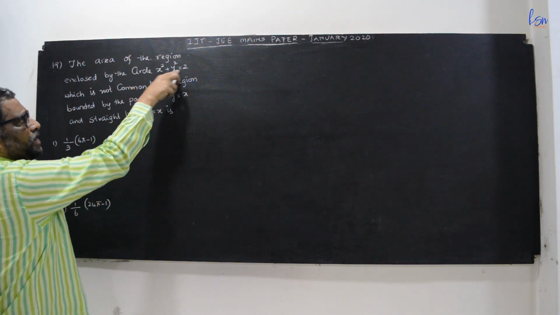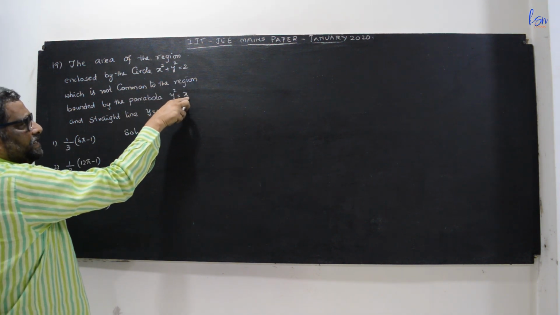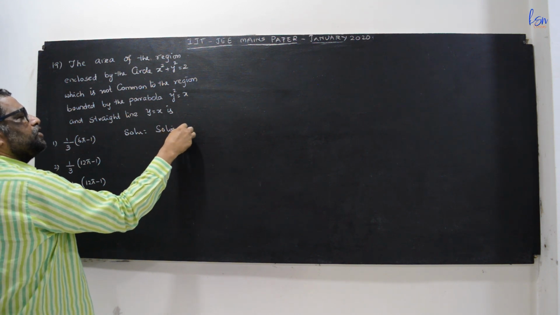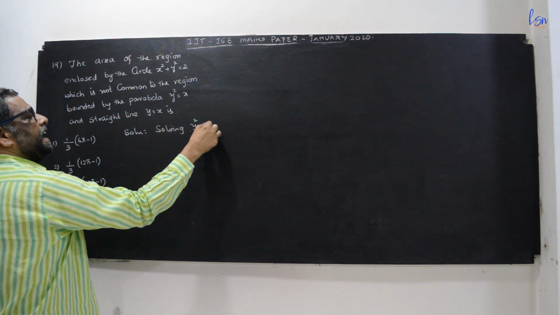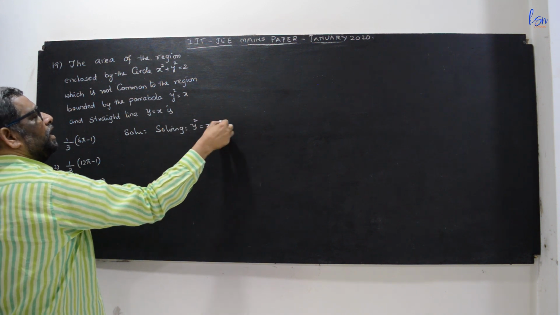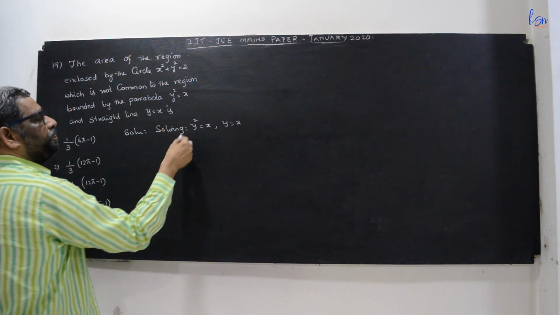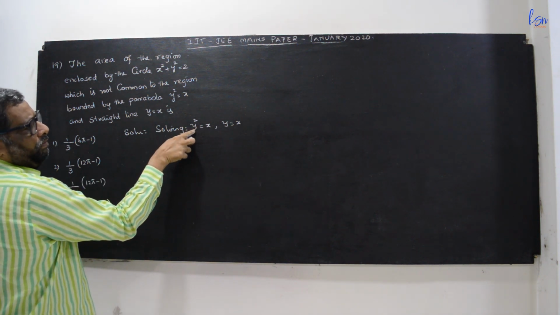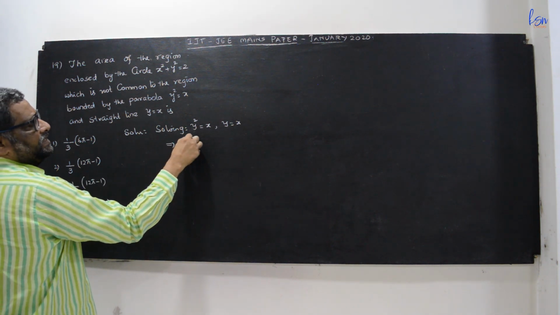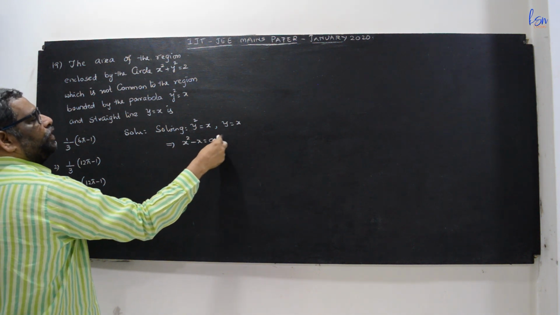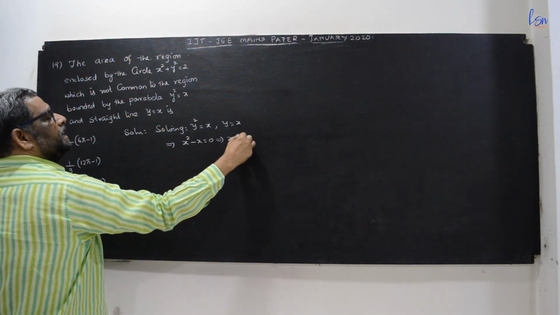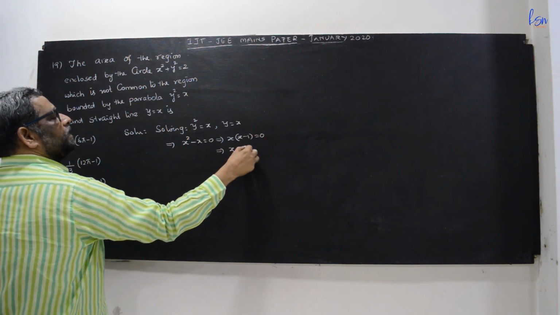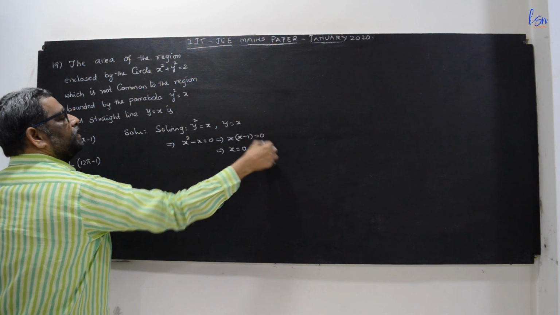The circle is given to be x square plus y square equal to 2. The parabola is y square equal to x and the line is y equal to x. Solving these two equations, y square equal to x and y equal to x, if you put x in place of y, x square minus x is equal to 0, which implies x into x minus 1 equal to 0, which implies x equal to 0 and x is equal to 1.